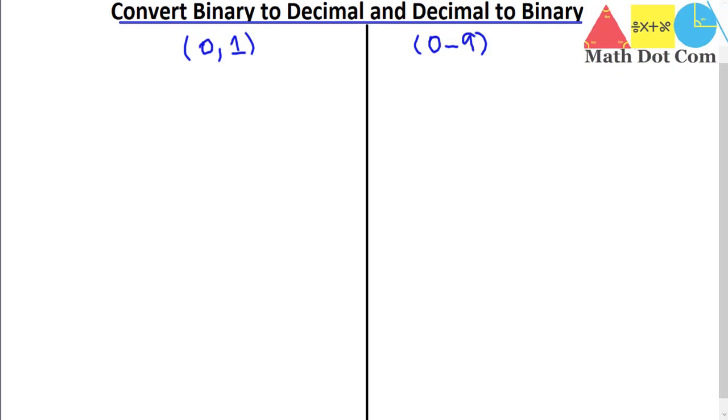So we will start with an example of binary to decimal first. This is a binary number and we have to convert it into decimal. So how can we do it? First we have to write the position of these digits. We'll start from right to left: 0, 1, 2, 3, 4, 5, 6 and 7. So this is the first step.